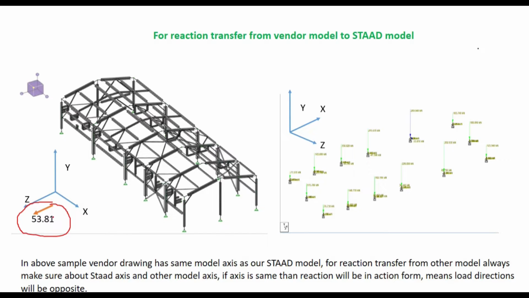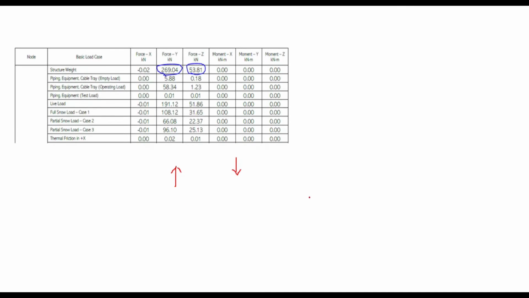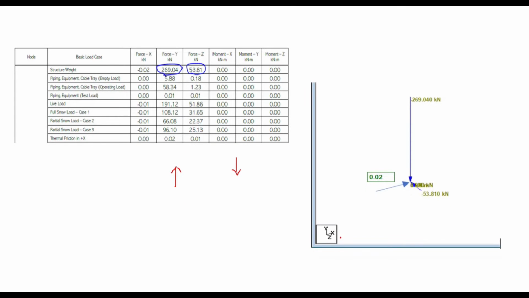So if you are converting this reaction into action, this will be in the opposite direction, right? So if I talk about my Staad model, here in the Z direction, it will be in this direction. You can observe the sign convention is changed. So this is the basic fundamental you need to understand about the sign convention part. If the global axes are the same for both the models, then only the sign convention will be changed. Now let's take another example over here.